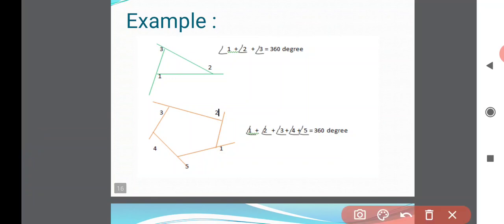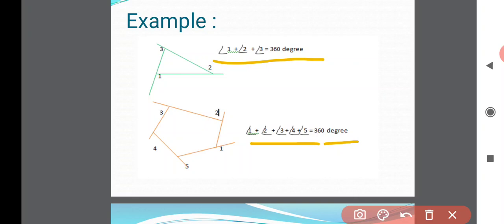Here the same examples are given. For the triangle, the sum of exterior angles is 360. Another is an example of a pentagon. Again the sum of all the exterior angles is 360 degrees. With this we have completed curves, their types, and polygons. But our chapter is Understanding Quadrilaterals, so now we will start our topic, the quadrilateral.